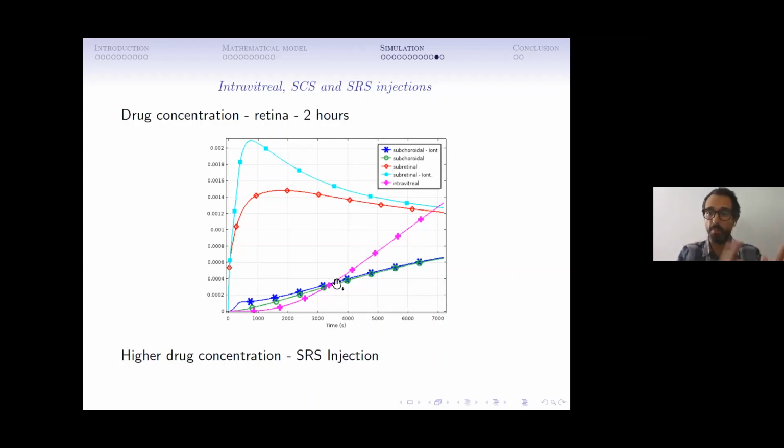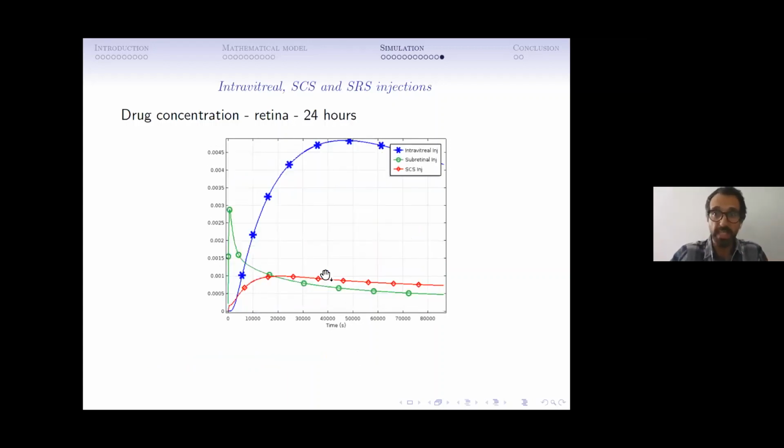But if we solve the problem not for 2 hours, but for 24 hours, the effect is different. The residence time is observed, the more residence time is observed for the intravitreal injection.